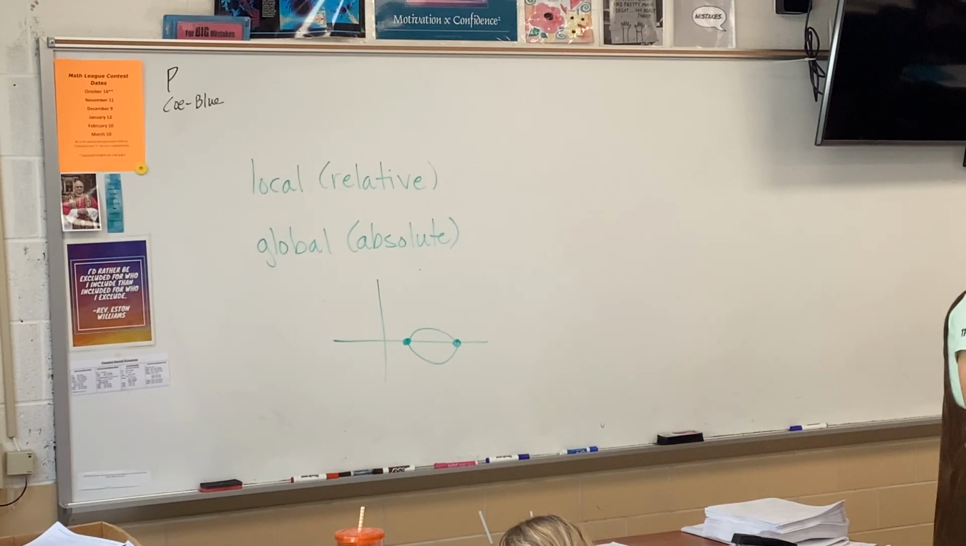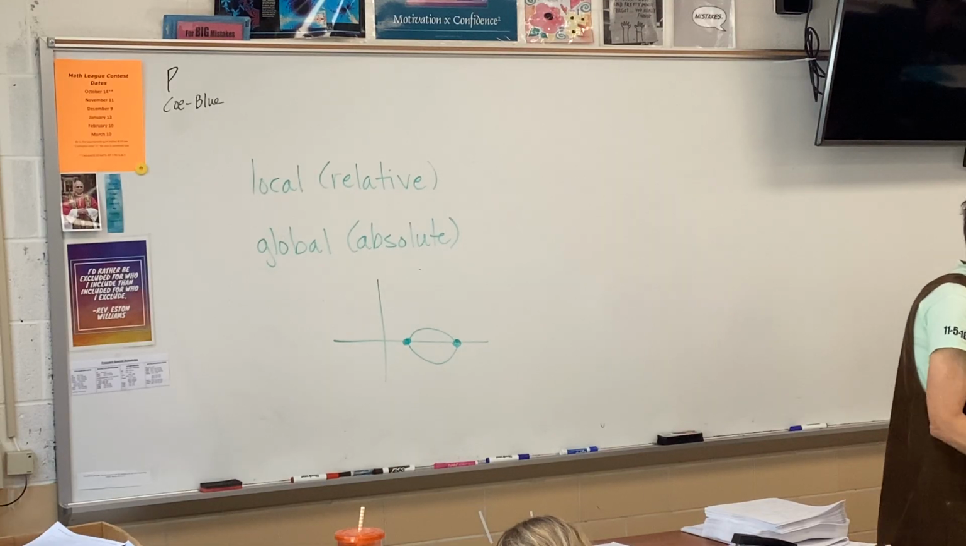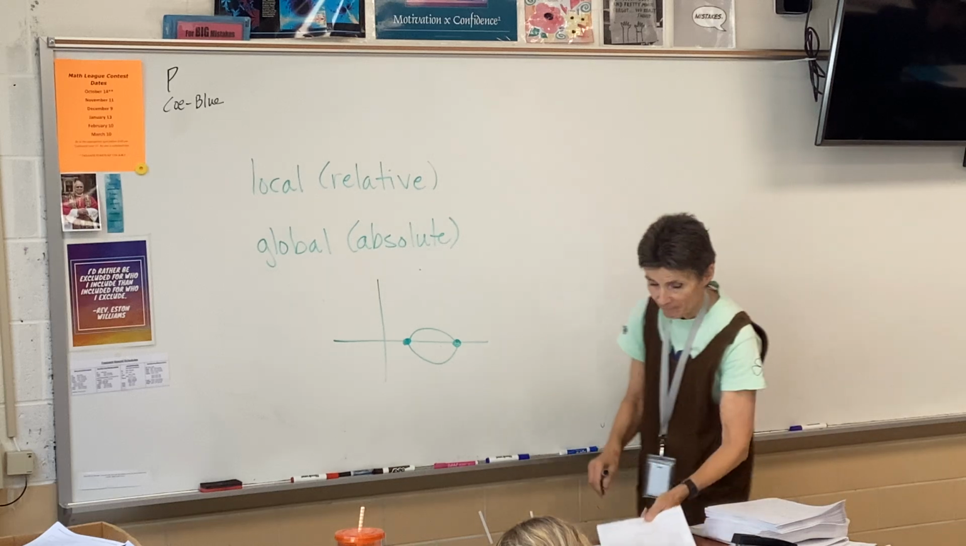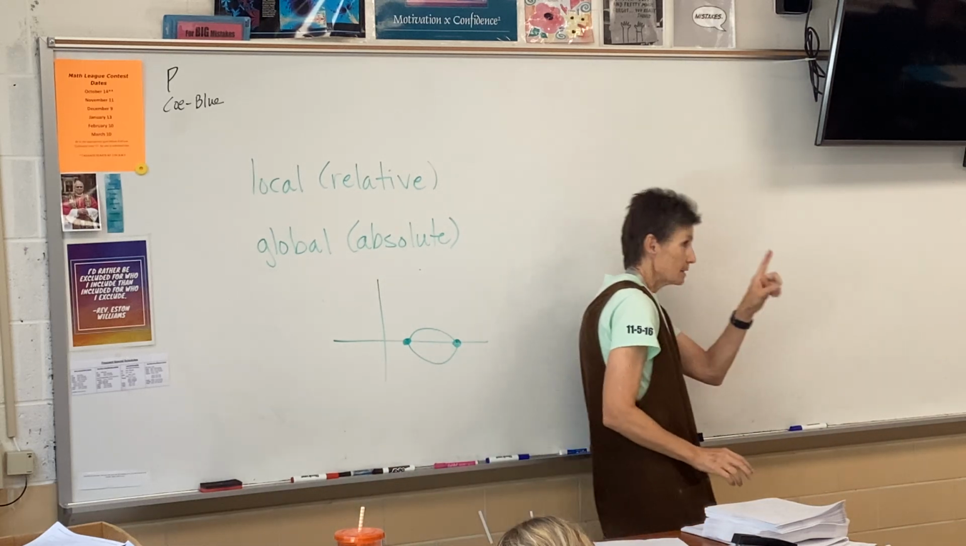Patrick? Polynomials of even degree must have either a global maximum or global minimum. Absolutely. Why is that, Patrick? Because both of the end behaviors are either going up or down.